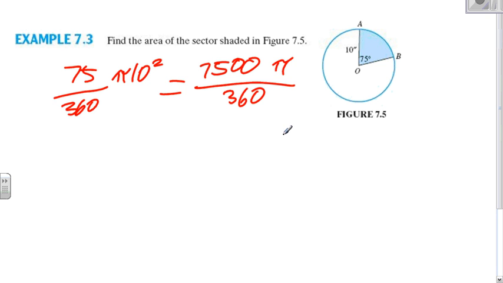And using a decimal approximation for pi, we get 65.45 inches squared, because the radius was 10 inches.